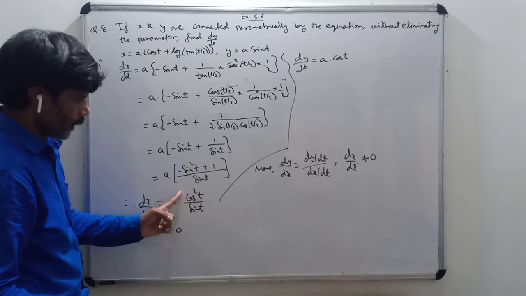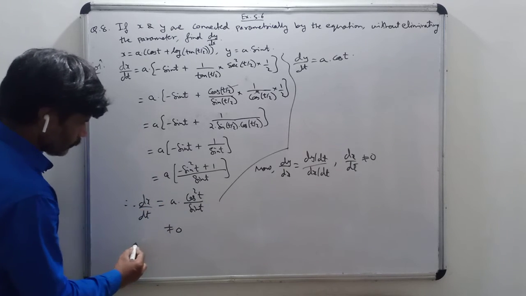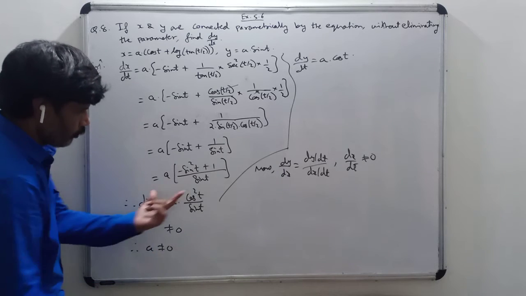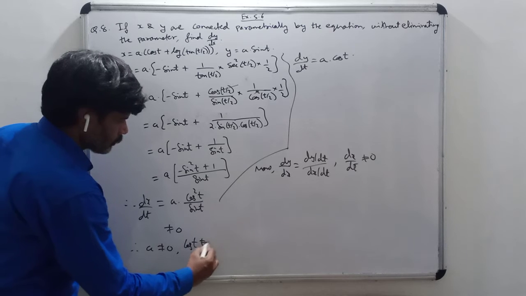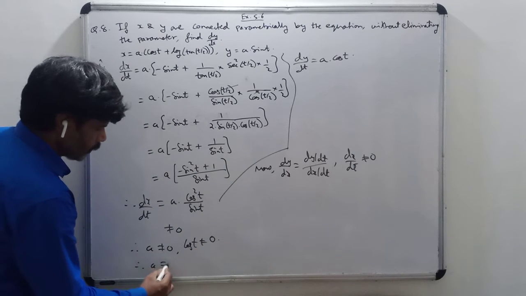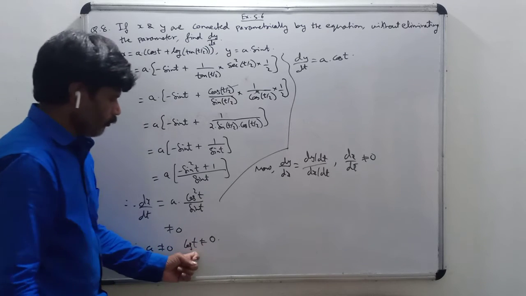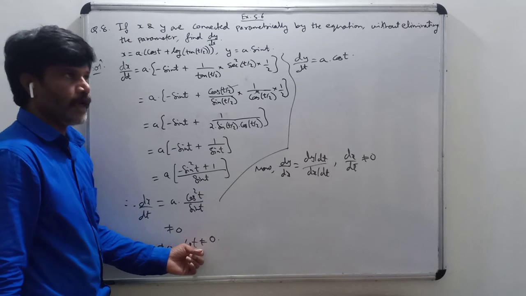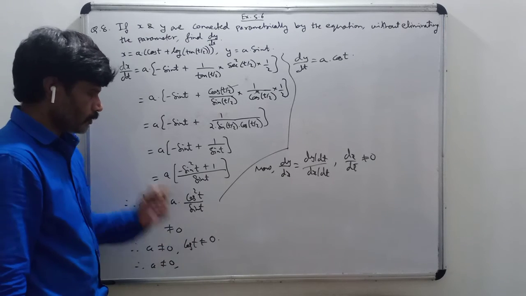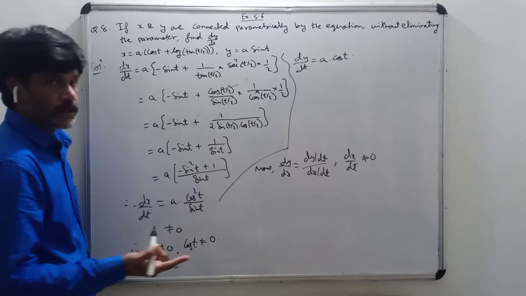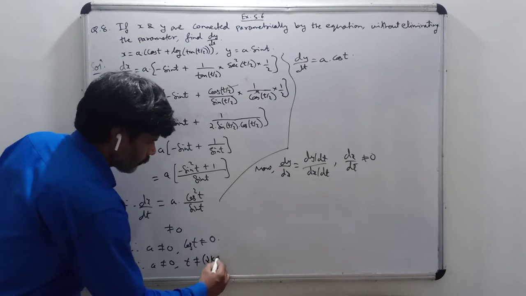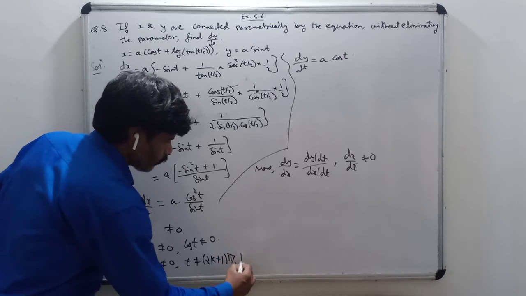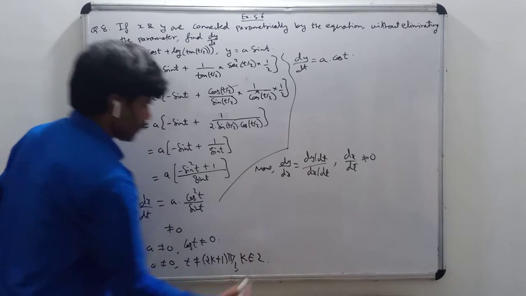It means the numerator a cos t should not be 0. A should not be 0, and cos t should not be 0. For what value of t does the cos function give value 0, that you have to remove. So the set of zeros of the cos function is (2k plus 1) pi by 2. So t should not be (2k plus 1) pi by 2, where k belongs to the set of integers.